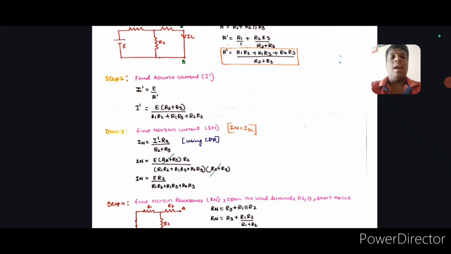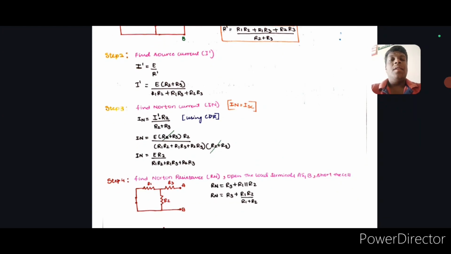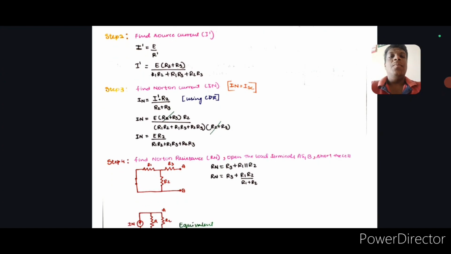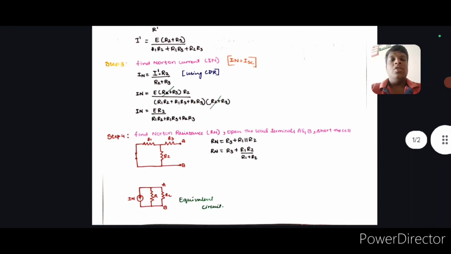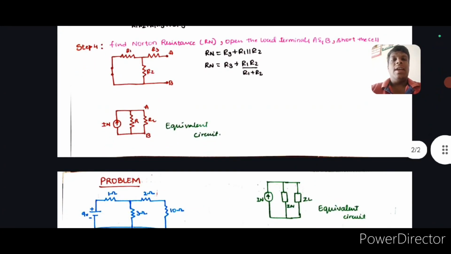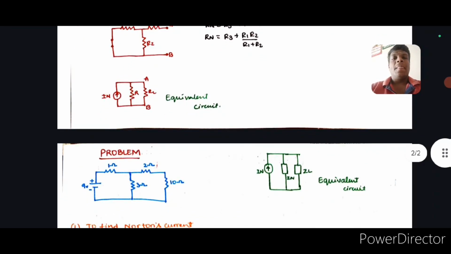If we substitute the I dash value, you will get IN is equal to E R2 divided by R1 R2 plus R1 R3 plus R2 R3. Find the resistance Rn: open the load terminals A and B, and short the cell. We have to open the load terminals across A and B and short the voltage source or the E cell. So Rn is equal to R3 plus R1 parallel to R2. R1 is parallel to R2 and it's in series with R3. So this is the final equivalent circuit which we get after resolving all the steps.